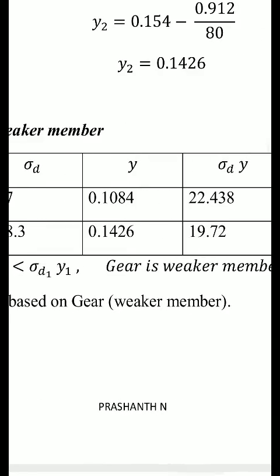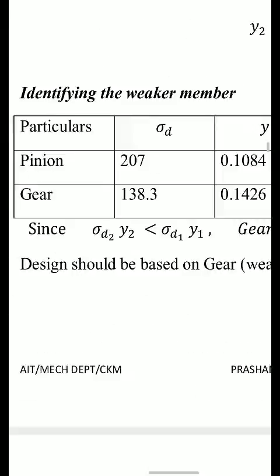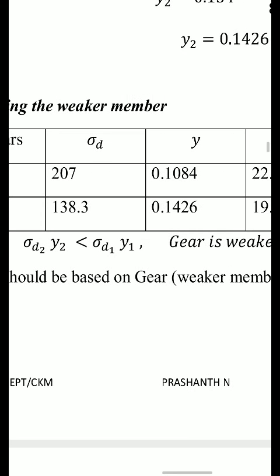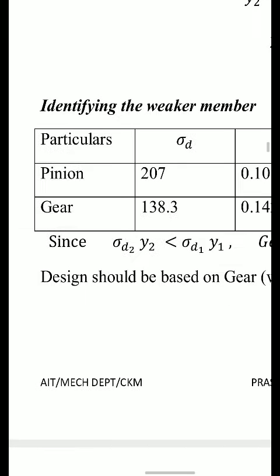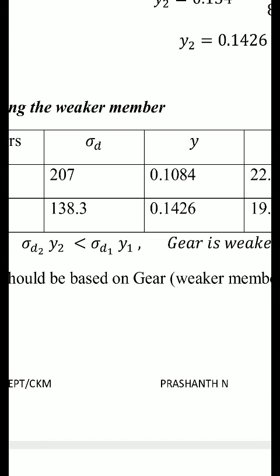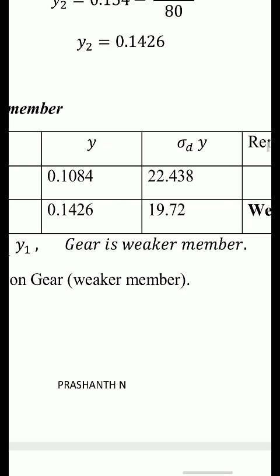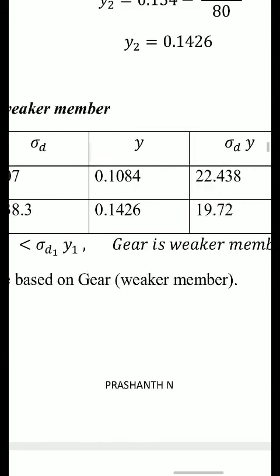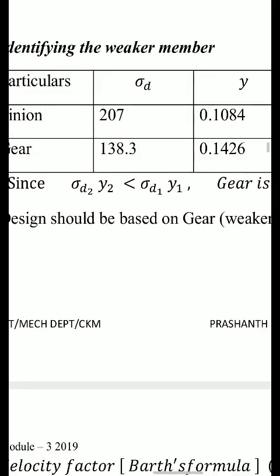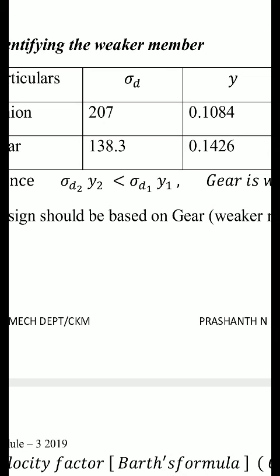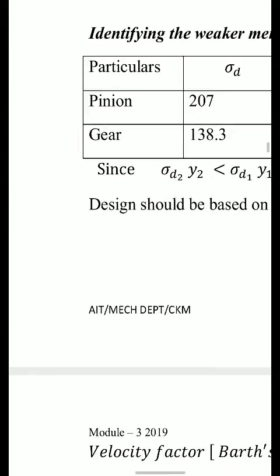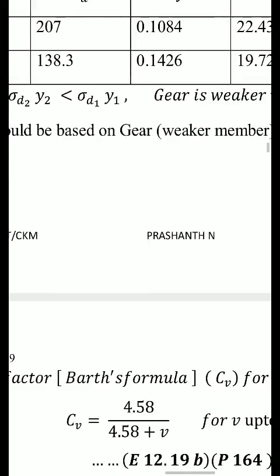Sigma D into Y, remarks. Okay. Pinion is 207 into 0.1084. Gear is 138.3 into 0.1426. Okay, 19.72. Which one is weaker? 21.438 is the maximum value, 19.72 is the minimum value. Take the gear as the weaker member. So in this case, since sigma D2 Y2 is less than sigma D1 Y1, gear is the weaker member. Okay, design should be based on the gear as weaker member.